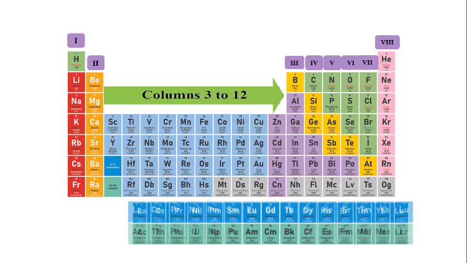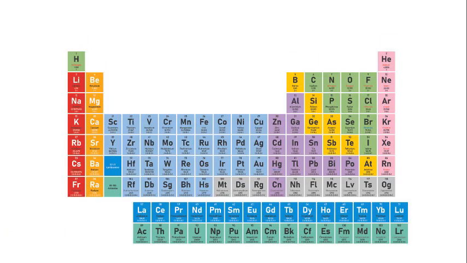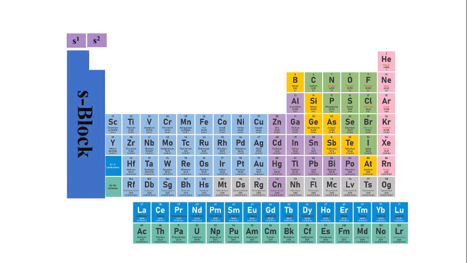The elements that are separated out of the table are called inner transition elements. The elements that belong to period 6 are called lanthanides and those that belong to period 7 are called actinides. The electron configurations of the elements in column 1 end by S1, while the electron configurations of the elements in column 2 end by S2. These elements constitute the S block.